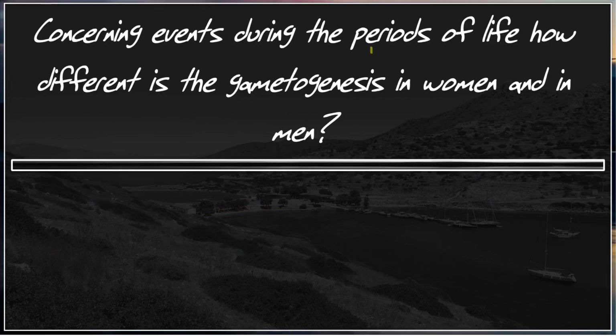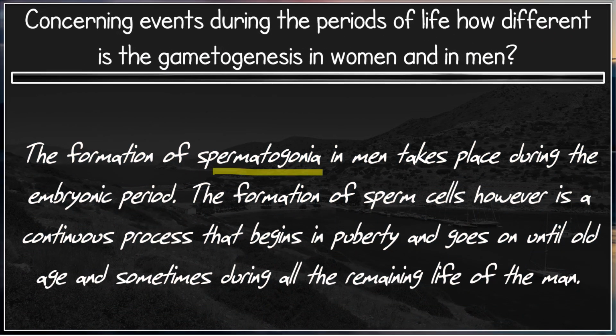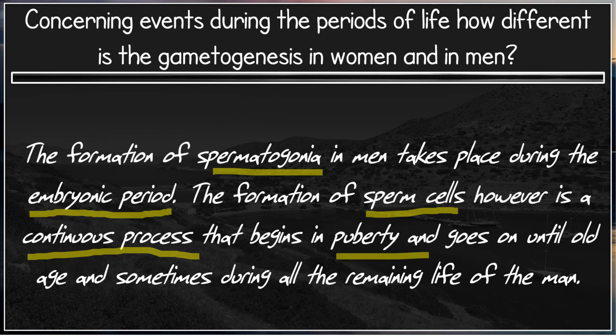Concerning events during the period of life, how different is gametogenesis in women and in men? The formation of spermatogonia in men takes place during the embryonic development. Formation of sperm cell, however, is a continuous process that begins in puberty and goes on until old age, sometimes during all the remaining life of the man.